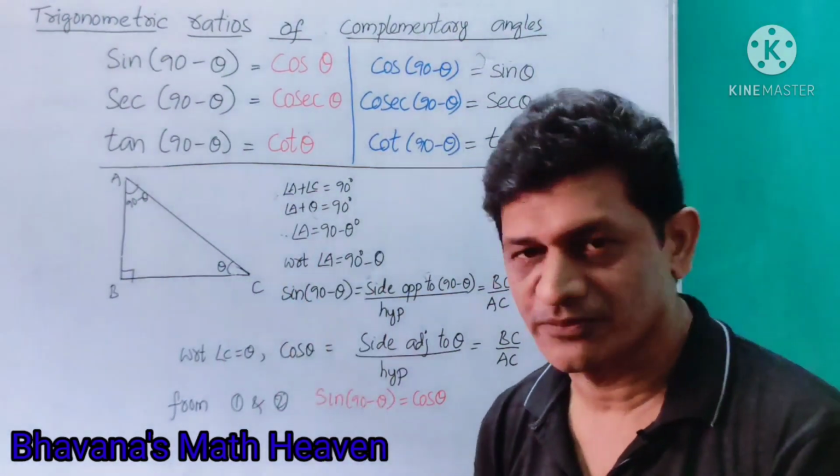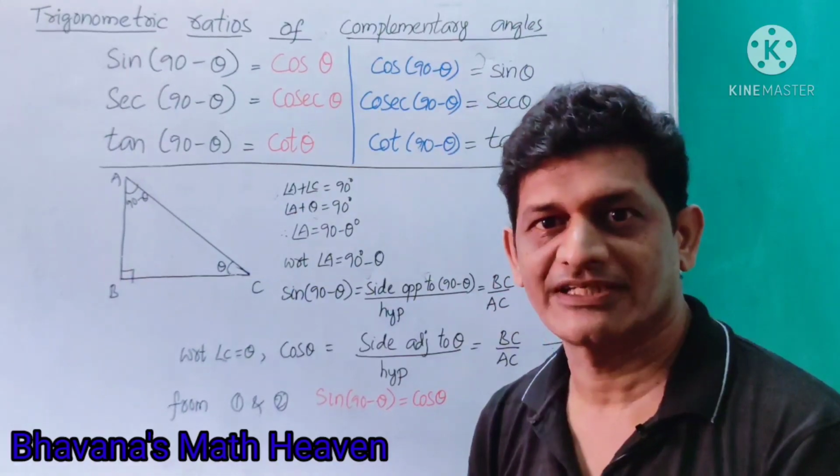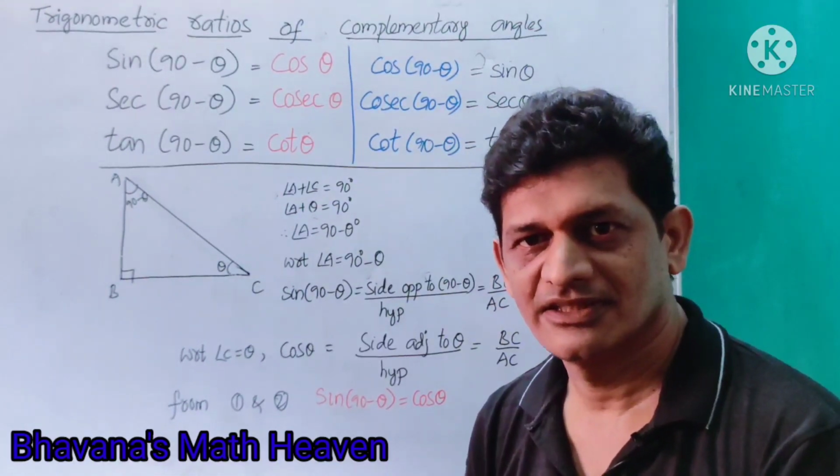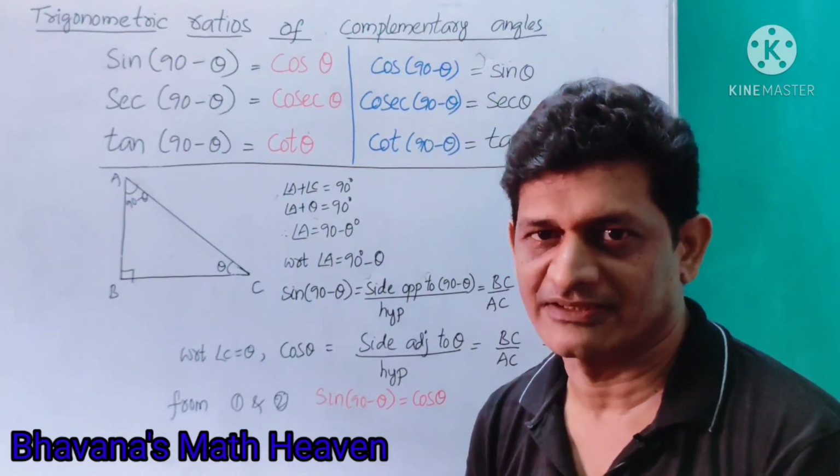Students, today's topic is trigonometric ratios of complementary angles. Do you know which angles are called complementary angles? If the sum of two angles is 90, then the angles are said to be complementary angles.